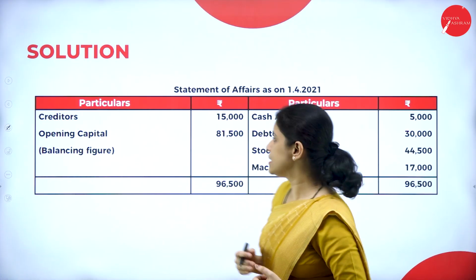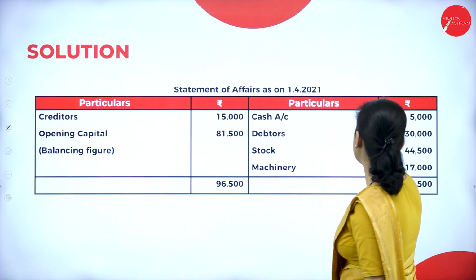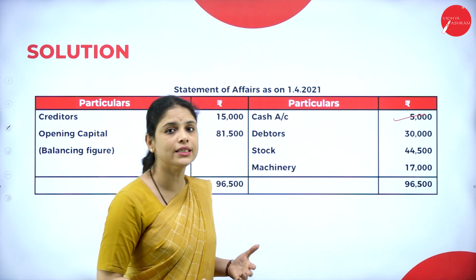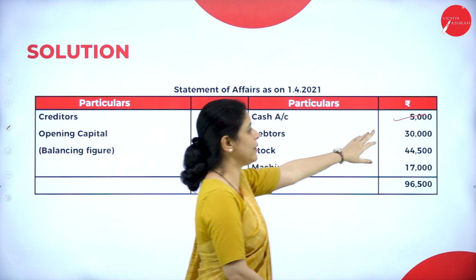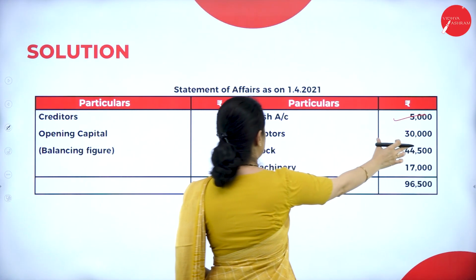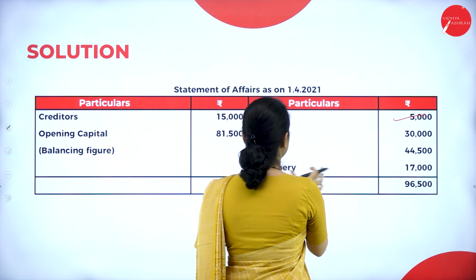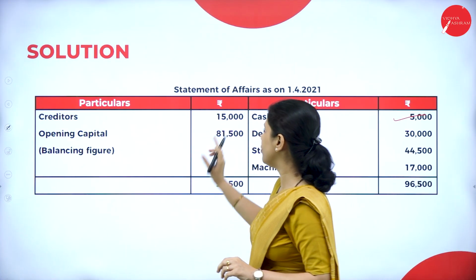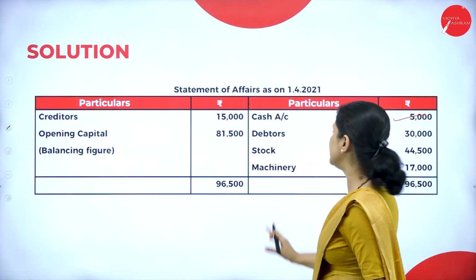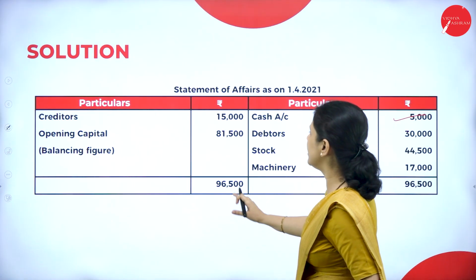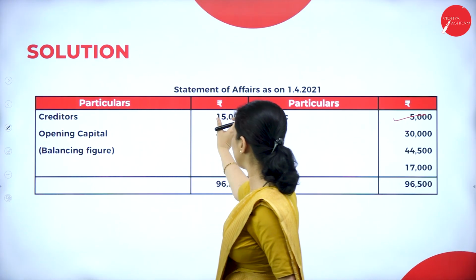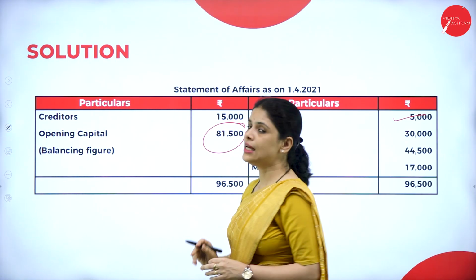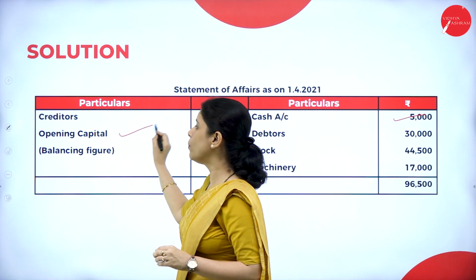Now let us prepare the statement of affairs. So here, opening stock of cash is given. So in statement of affairs, what we will do? We will write all the opening balances. So cash opening balance is 5,000, debtors 30,000, stock 44,500, machinery is given in the problem, opening is 17,000, after the creditors 15,000, and we will total this. Total will be 96,500. We will deduct this 15,000 from 96,500. How much we will get? 81,500. This 81,500 is the opening capital.